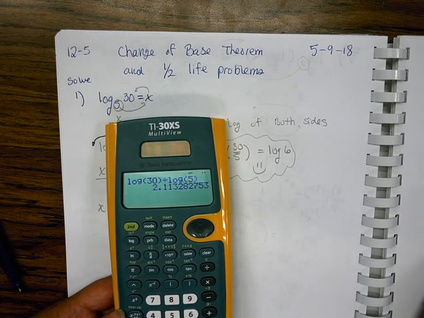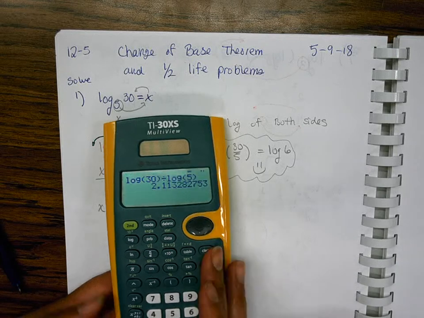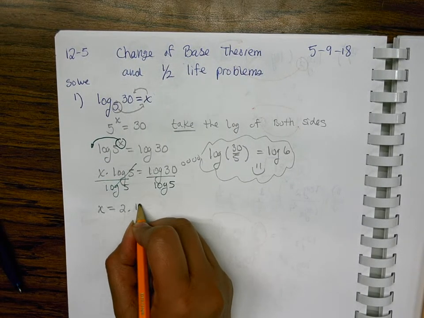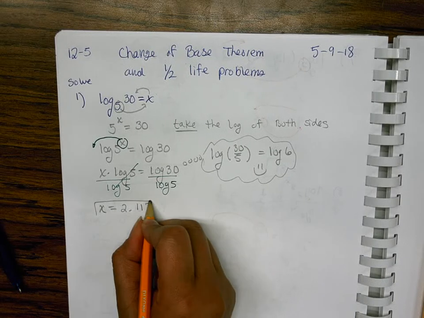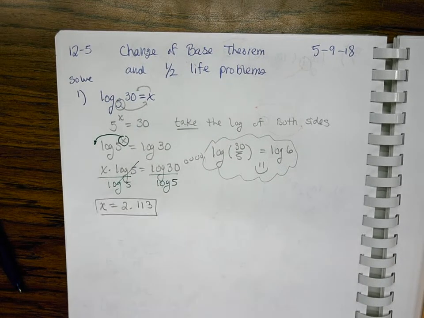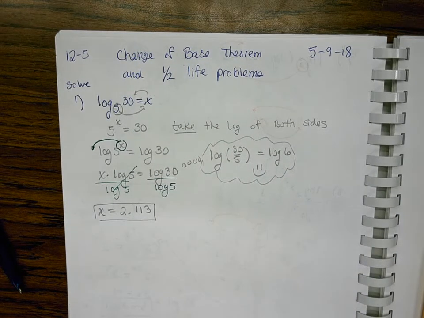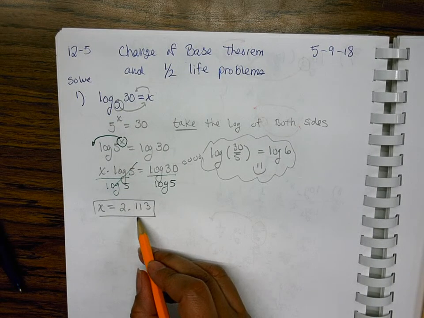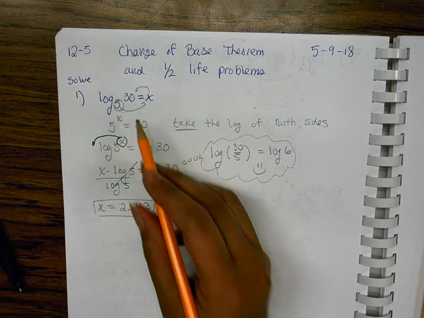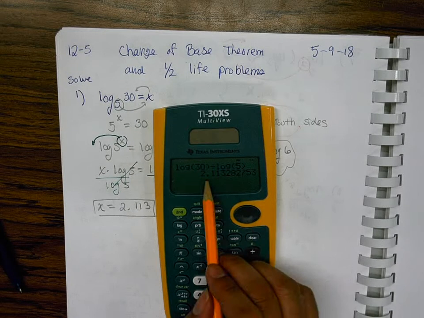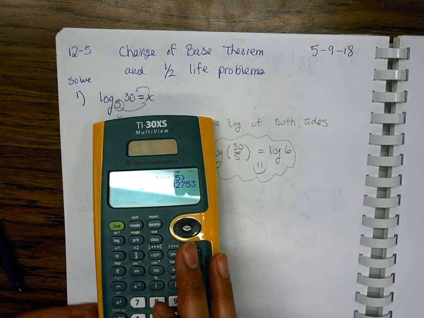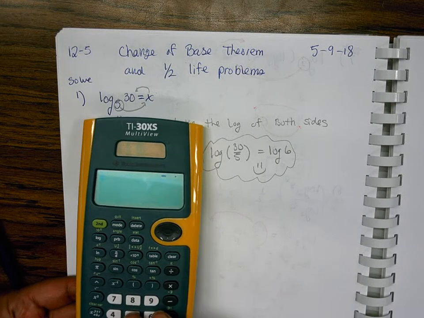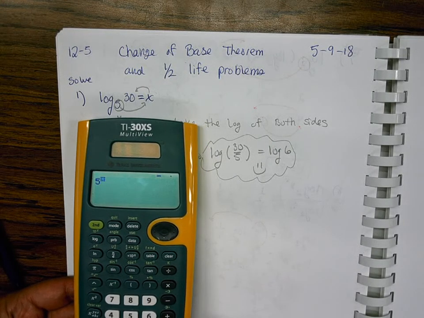And there is our answer, 2.113. We'll go out to 3 decimal places, to the thousandth place. So x is 2.113. So this is saying 5 to the 2.113 power is 30. Now because I rounded it, it's not going to be exactly the same if I were to plug it in.